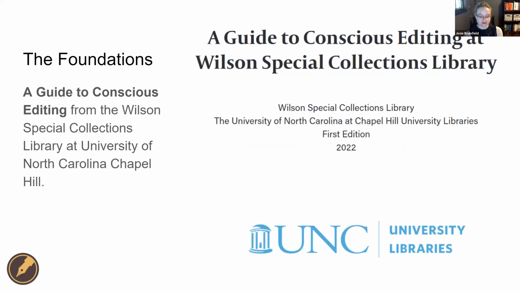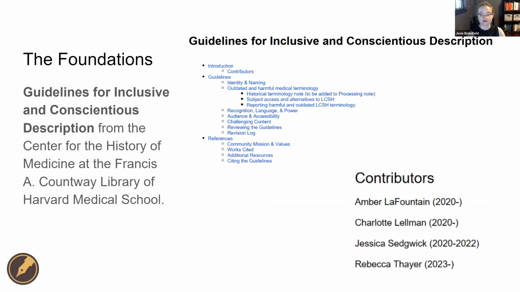So what is the foundational knowledge of this AI? All of the foundations for this are publicly available guidelines that real humans have put a whole lot of time and energy into thinking through and writing up and making available to the general public. So this is one of ours. The University of North Carolina at Chapel Hill, their university libraries, has a guide to conscious editing. That is one of our guidelines. The Harvard Medical School library also has a similar guideline.